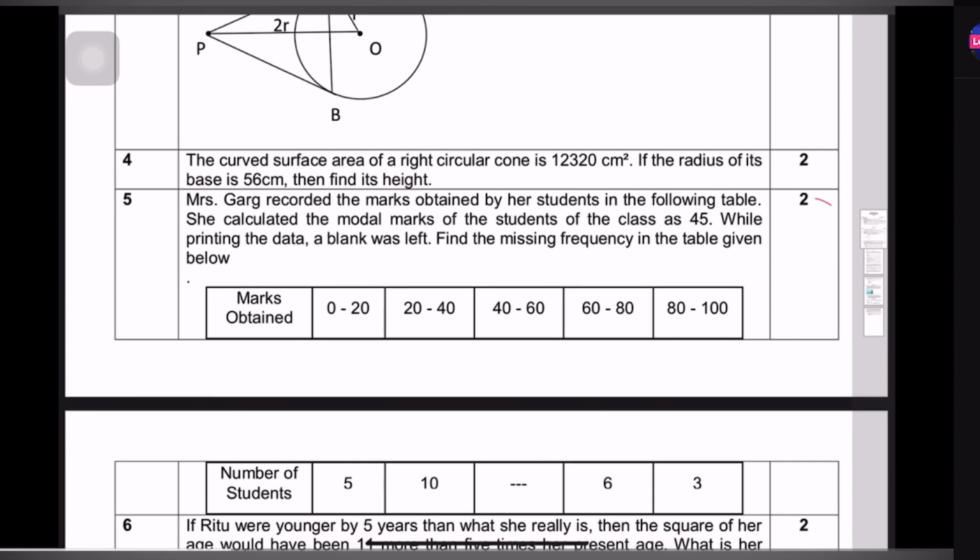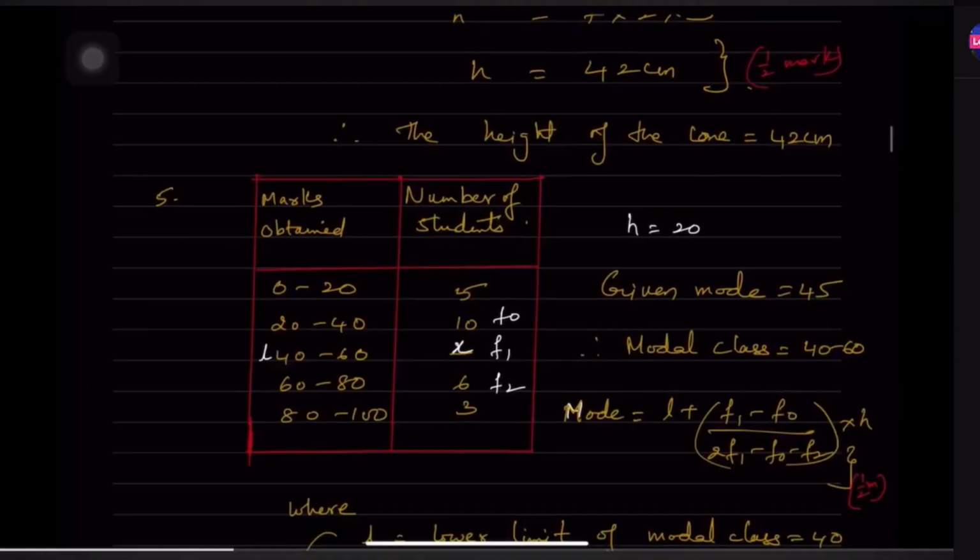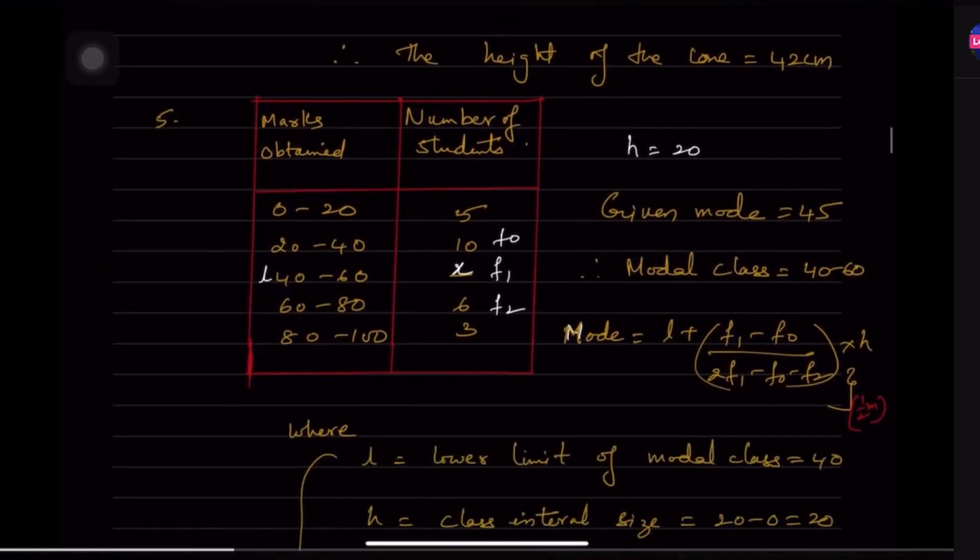So now this is a modal class question, meaning the mode is given to us. Therefore, how do we find the missing frequency? We can draw the table which you are having. Marks obtained are 0 to 20, 20 to 40, 40 to 60, 60 to 80, 80 to 100, and the number of students are 5, 10, and we take the empty one as x, 6 and 3.